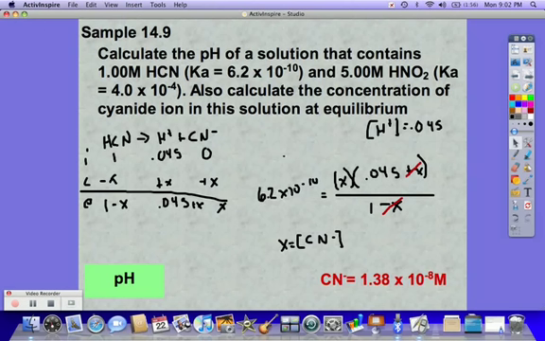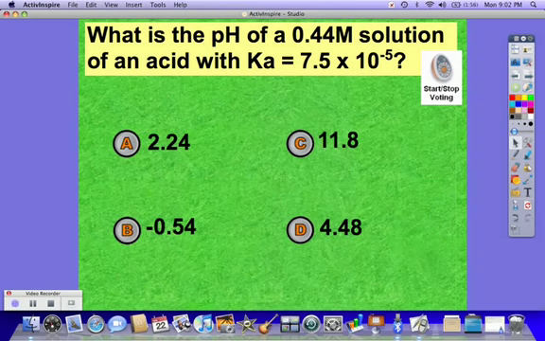So make sure you can solve this type of problem. Alright, go ahead and pause the video and try this one on your own. Restart when you think you have it.